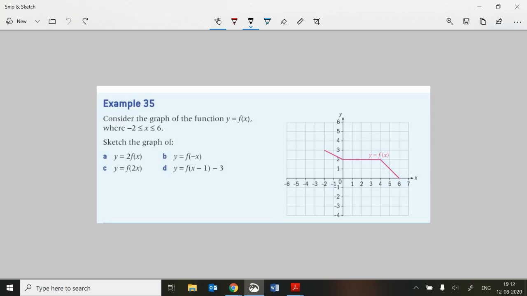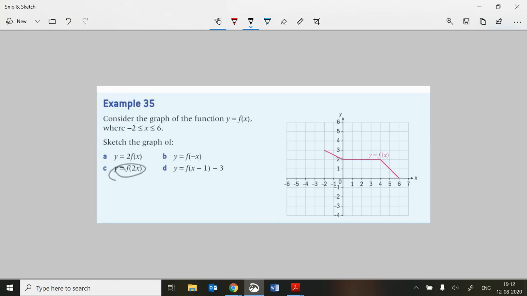f(-x), remember, is going to have the effect of flipping it over to the other side. So this one is going to be 4, down to 6, and then up like this. Okay, so that's part B there.